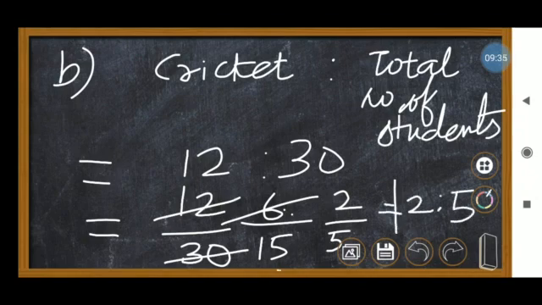So 2 is to 5 is the correct answer. Okay, 2 is to 5. Okay students, this is how we have to do these problems. Okay, so the third one, they give some figure.